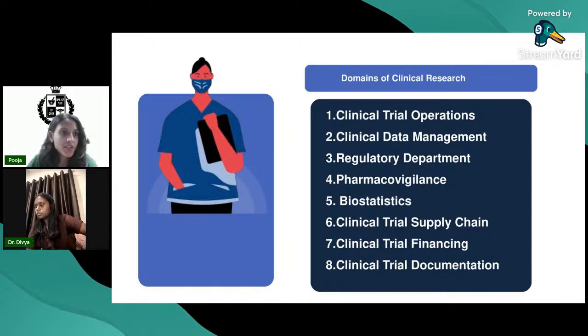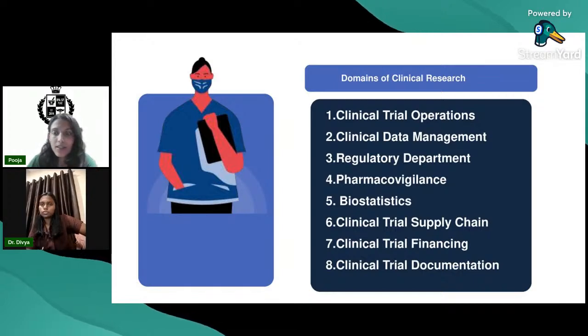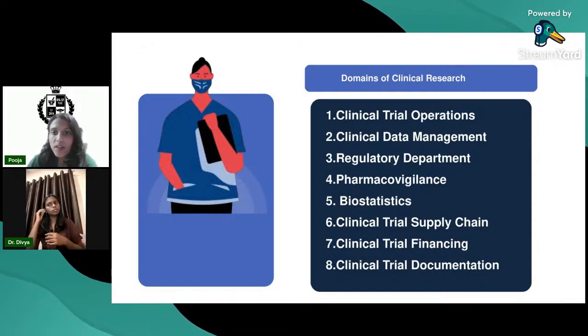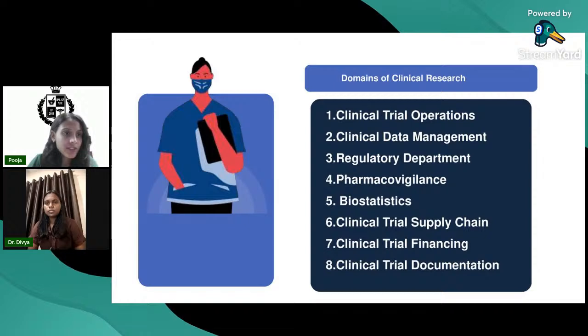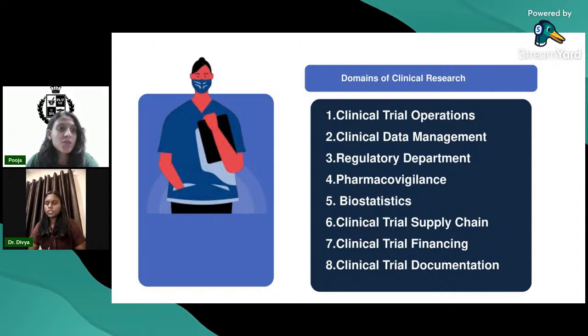Basic eight domains of clinical research. Okay. Thank you for explaining all the domains very clearly. Now we have good information and understanding about all the structure and domains. But let's talk about skills, like what skills one needs to prepare for a career in clinical research. What are the most important skills?